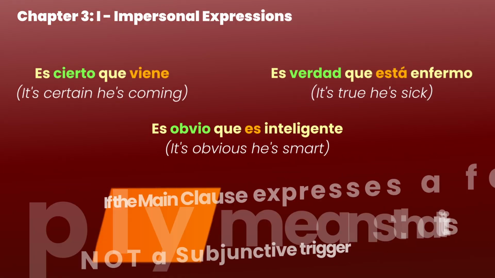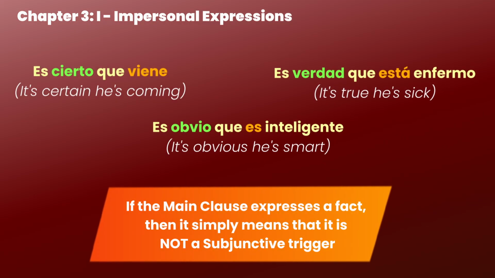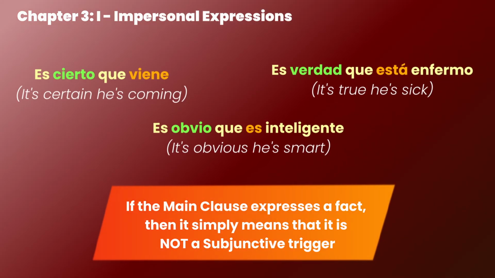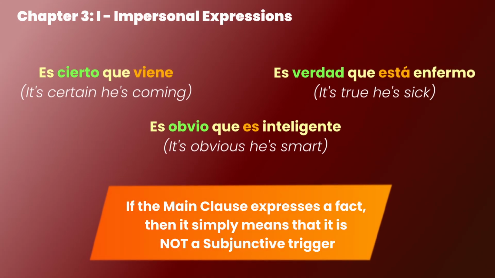If the main clause expresses a fact, then it simply means that it is not a subjunctive trigger. Therefore, the verb in the subordinate clause has to stay in a normal indicative form, just like the verb in the main clause. Let me guess, you think this is messed up. Hey everyone, come take a look, we got a person with an opinion here. Wanna see something even more messed up?